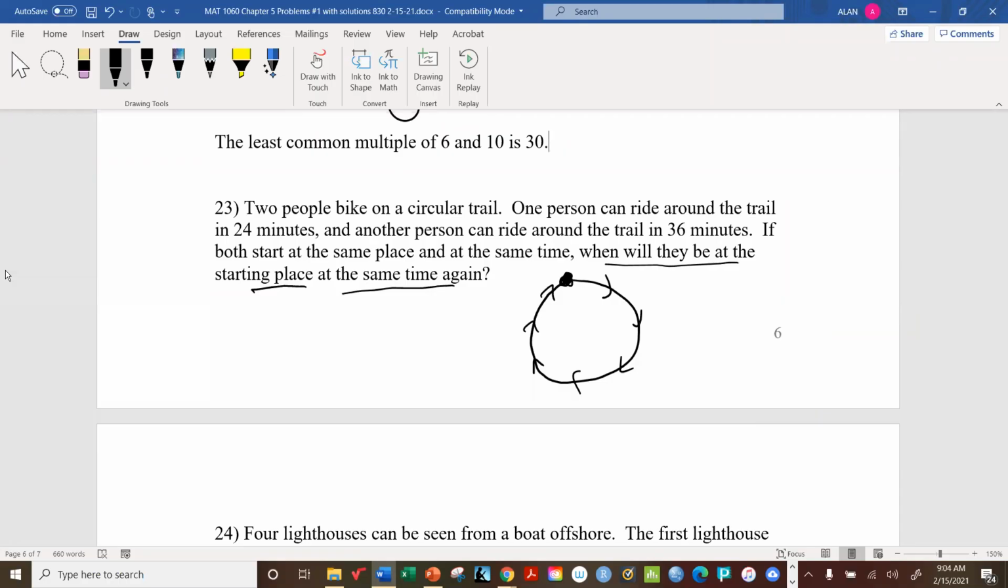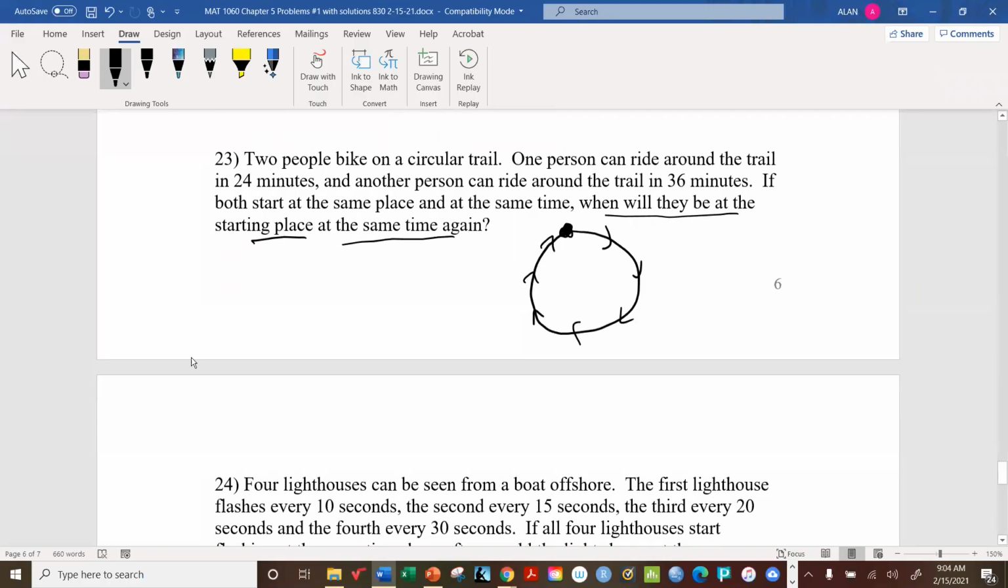So they're both eagerly looking forward to lunch. But first we have to get around the trail, and we have to wait till both of them get to the same point. And there's no cheating. They can't slow down or speed up. They're going to maintain a consistent speed.